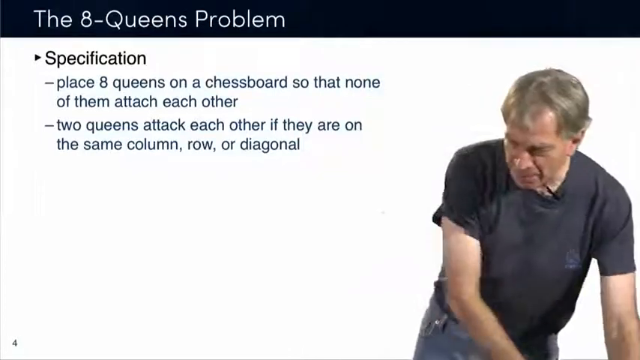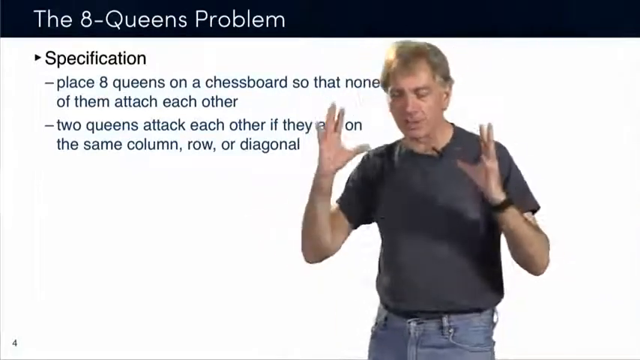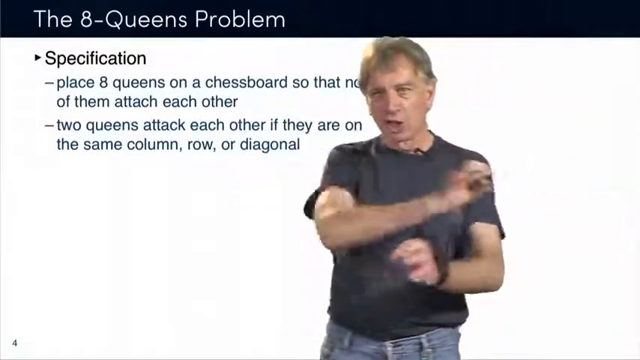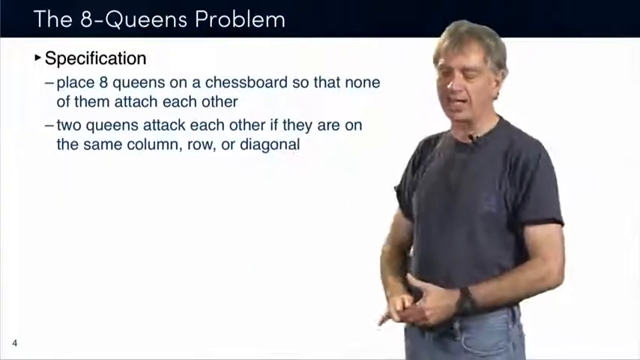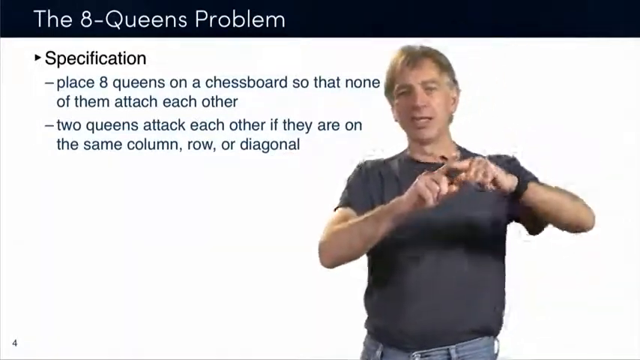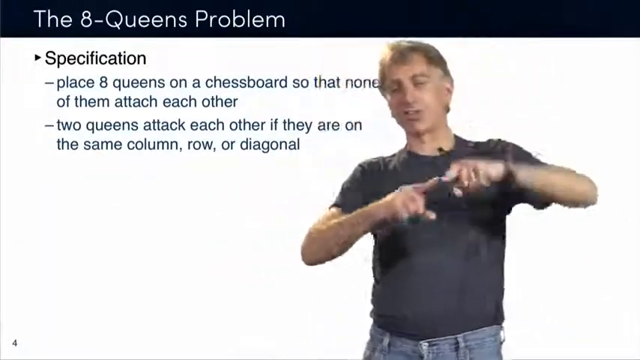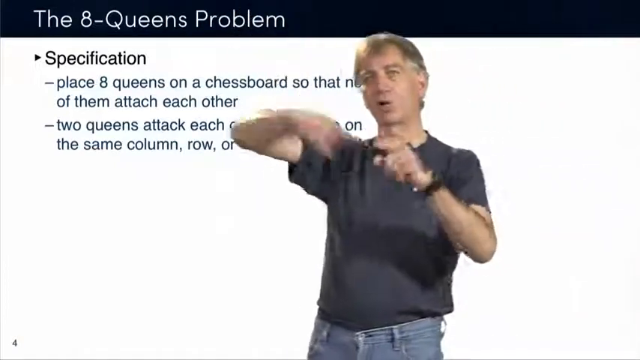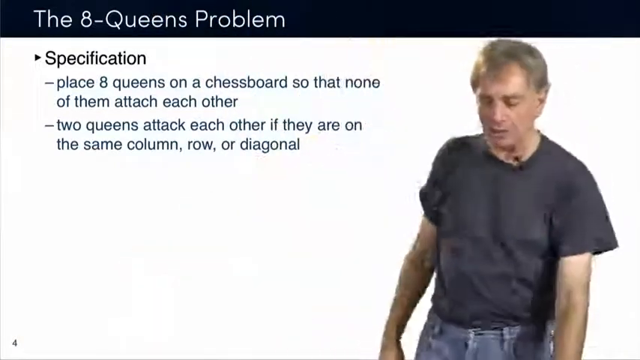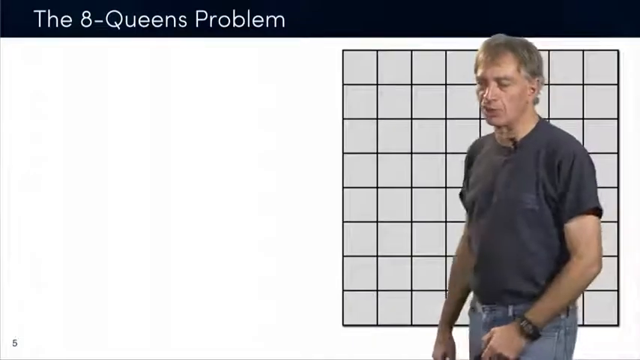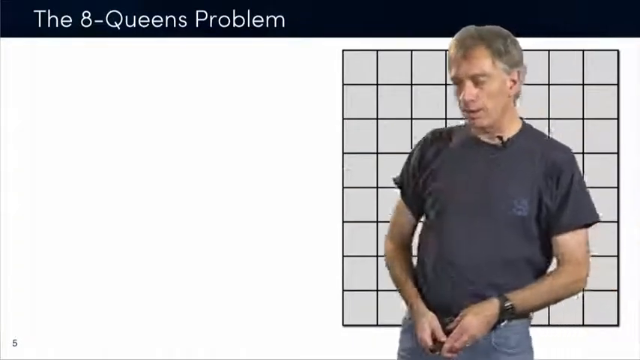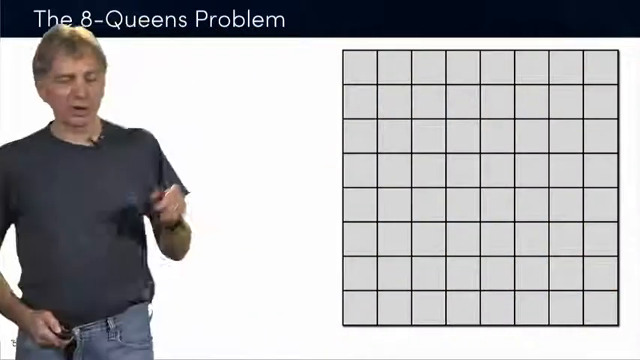Anyway, this is what we are trying to do: placing these 8 queens on a chessboard such that no 2 queens are attacking each other, which basically means they cannot be on the same row, they cannot be on the same column, and they cannot be on the same diagonal, upper and lower diagonals. This is the chessboard, and we are trying to place these queens.